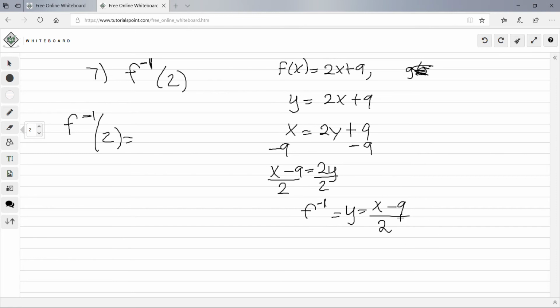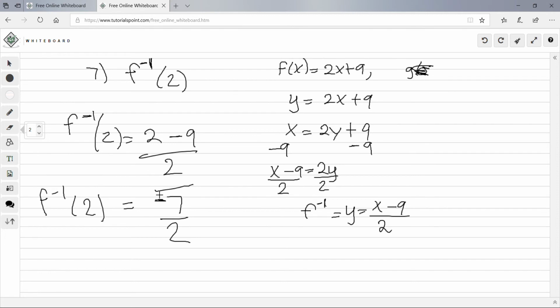Let's look at this function. Wherever there's an x, you plug in 2. That's really what it means. So it's 2 minus 9 over 2. So what is 2 minus 9? 2 minus 9 is negative 7. And then divided by 2. So your final answer should be f inverse of 2 is negative 7 over 2.